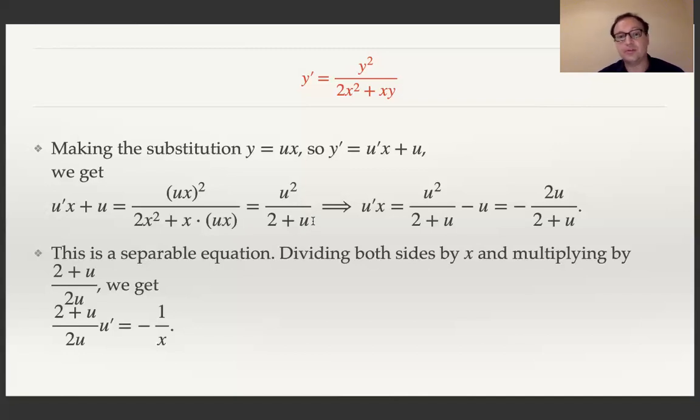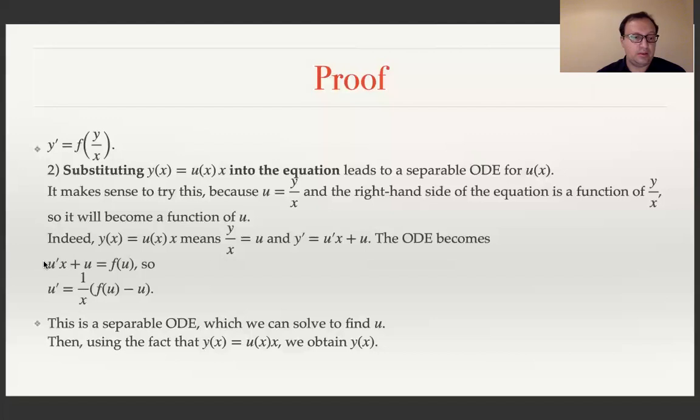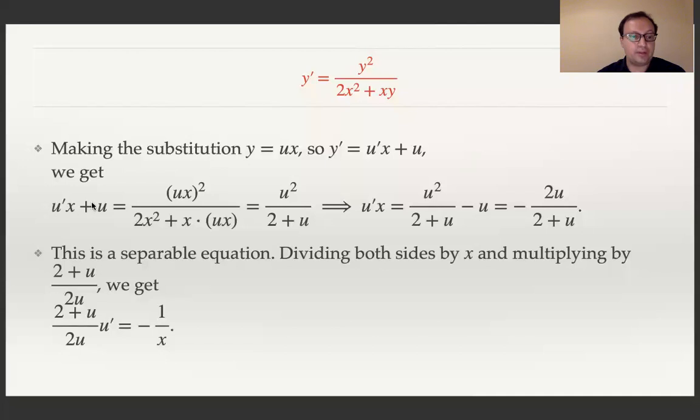This is an important feature of homogeneous type equations. If everything works out correctly, then at this point the fraction should be only a function of u, as I mentioned in the general proof. So it should be u prime x plus u is equal to some function of u. So here we have u prime x plus u is equal to u squared over 2 plus u, which is a function of u indeed.